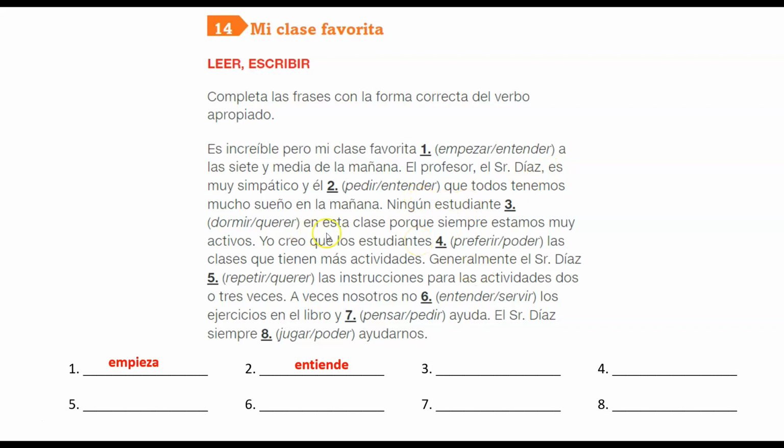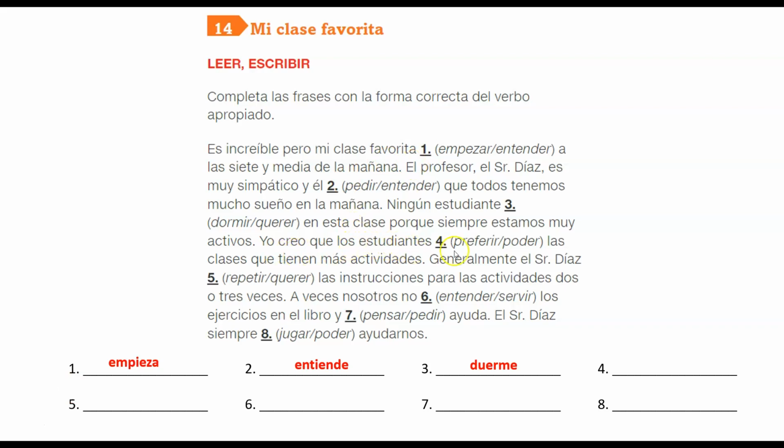Ningún estudiante blank en esta clase porque siempre estamos muy activos. Not one student blanks in this class because we are all very active. So not one student wants or not one student sleeps. Not one student sleeps. So you got to conjugate dormir, which would be duerme.